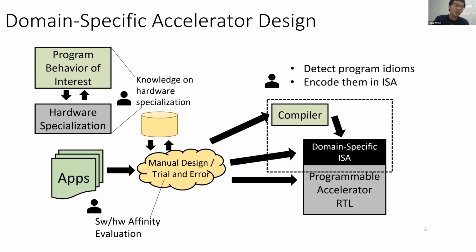Is it possible to automate it? As we can see, the idiom is the key. By idiom, we mean the program behaviors of interest, because this sentence is too long. I will use this in short. Can we just leave the hardware mechanisms in a library and take advantage of the compiler's awareness of the idioms to make the design decisions for us?